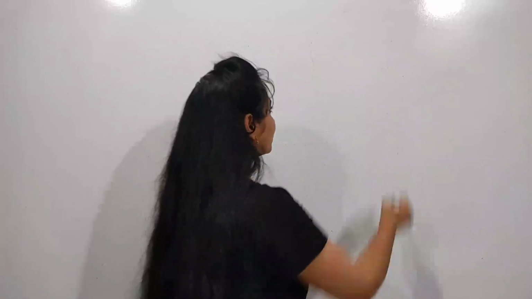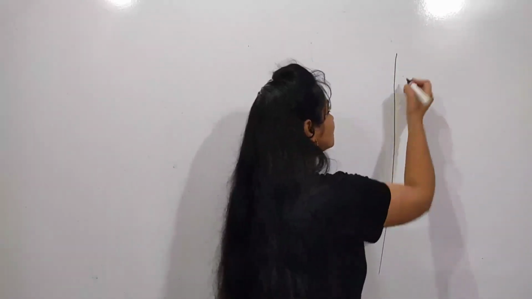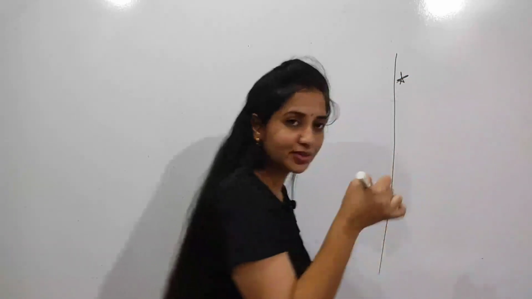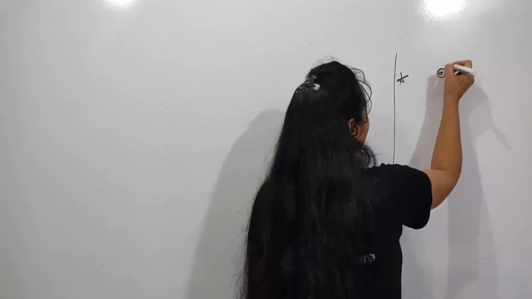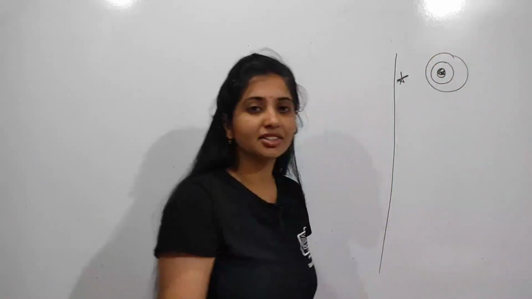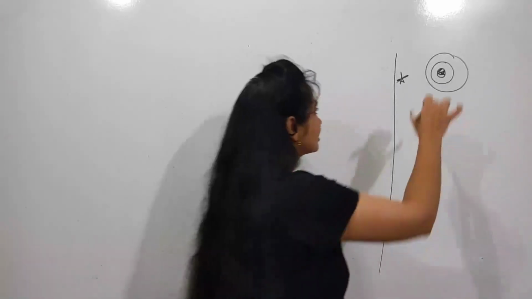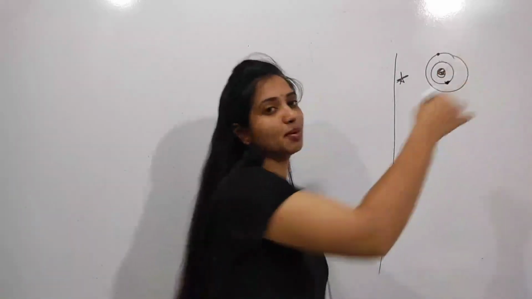Everyone, in previous classes we have already studied the postulates of Bohr's atomic model. So what does he say to us through his postulates? Let me recap them. The first postulate says that when electrons revolve around the nucleus in a fixed circular path with a fixed energy, these paths are called orbits.